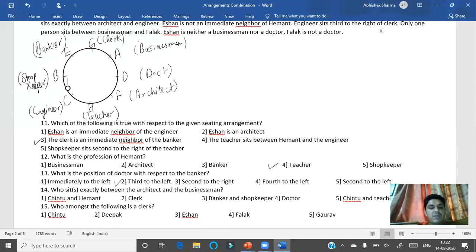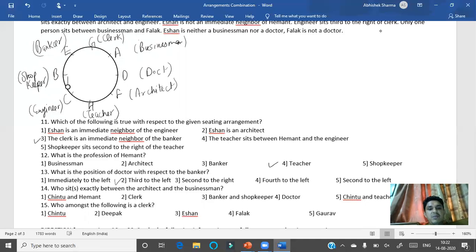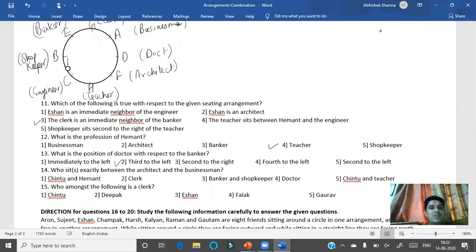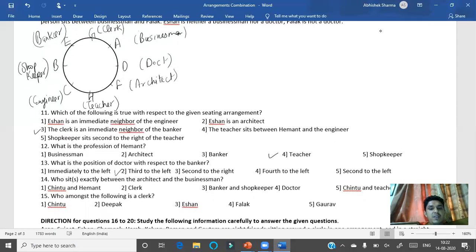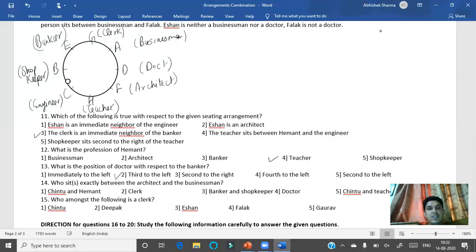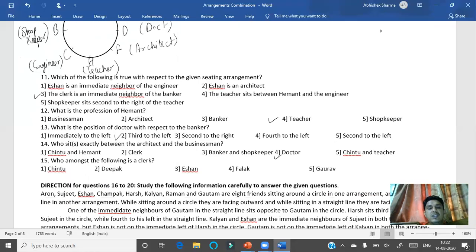Thereafter, question number 14. Who sits exactly between the architect and businessman? So architect and businessman, the person who is sitting is a doctor. So answer will be fourth, doctor. So friends, once you are done with the arrangement, you can give the answers of the question, right? I'm coming to the next question.